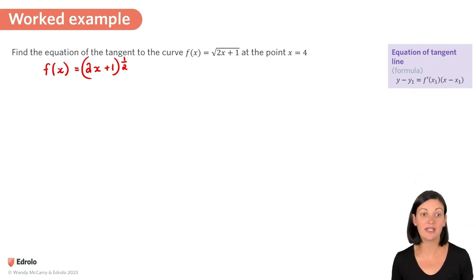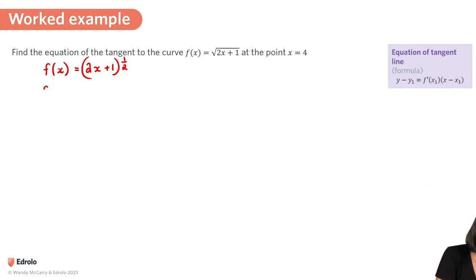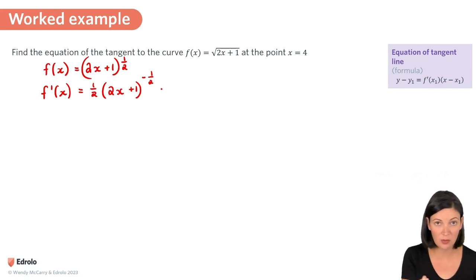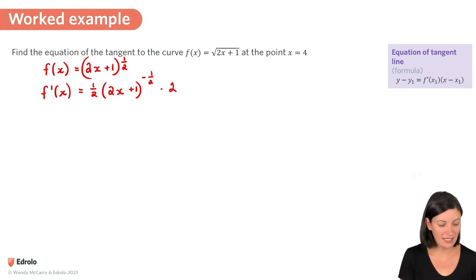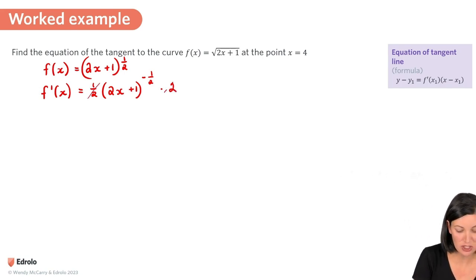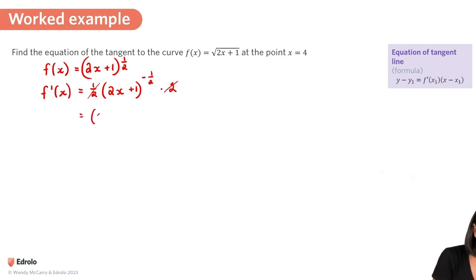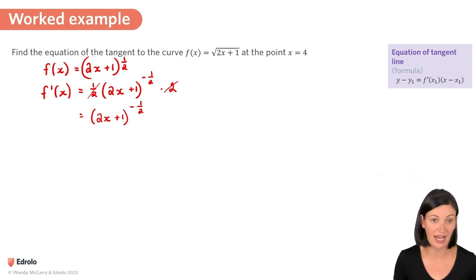And here I've got to use the chain rule. So the derivative of f would be 1/2 (2x plus 1) to the power of negative a half. And that's going to be times the derivative of what's inside those brackets, so times 2. Okay, very nicely here, a half times 2 is just 1, so those cancel out. And what I'm left with is (2x plus 1) to the power of negative a half.